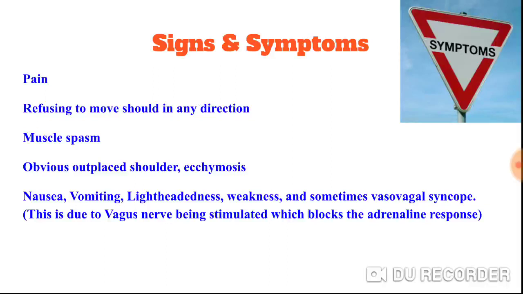Some signs and symptoms, we have pain, obviously, and then the athlete may refuse to move the shoulder in any direction, fearing that it may make the shoulder worse. There are some muscle spasms, there is some ecchymosis, swelling, and obvious deformity. Believe it or not, an athlete could experience nausea, vomiting, lightheadedness, or weakness. This is due to the vagus nerve being stimulated, which blocks the adrenal response.